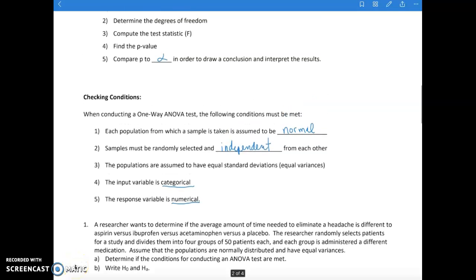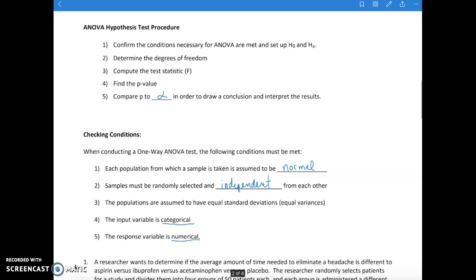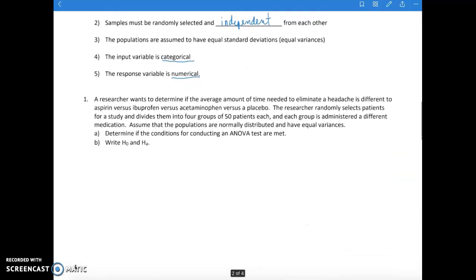So now that we have looked at the hypothesis testing procedure for an ANOVA test and what it is like to check the conditions, let's go ahead and put some of that into practice with an example.